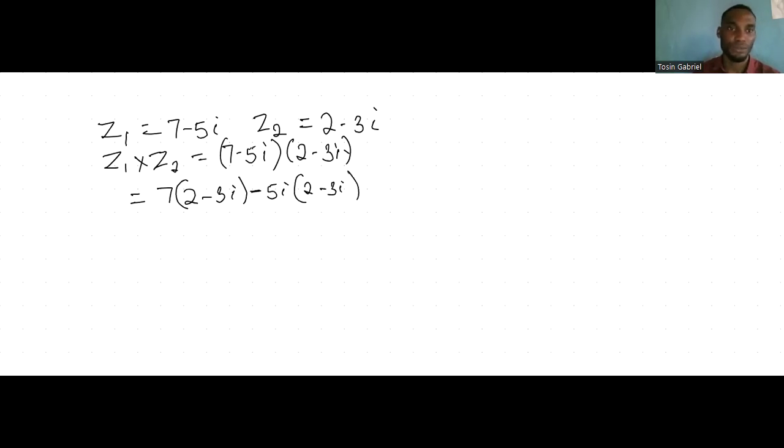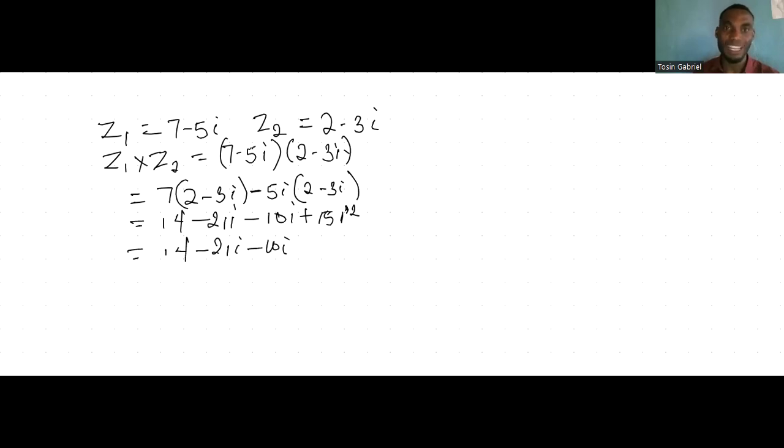Then at this point, you open the bracket. 7 times 2 is going to be 14. 7 times 3i is going to be minus 21i. Then minus 5i times 2 is going to be minus 10i, and minus 5i times minus 3i is plus 15i squared. Then we are going to have 14 minus 21i minus 10i plus 15i squared.